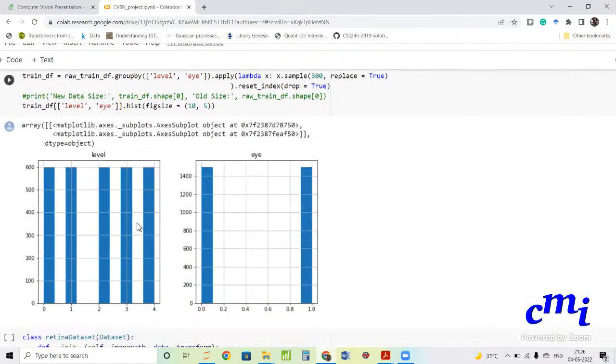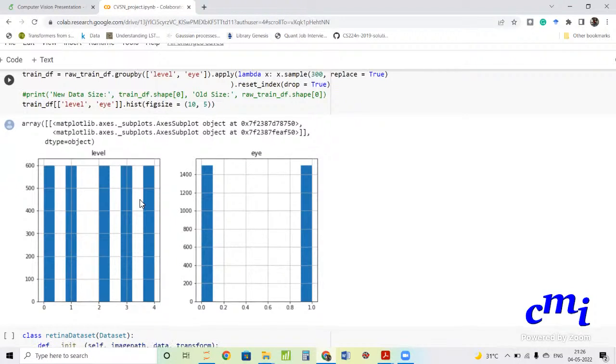We oversample the minority class and downsample the majority class, and we reach a consensus among the classes where each of these classes, that is 0, 1, 2, 3, 4, have an equal number of images in the data set.